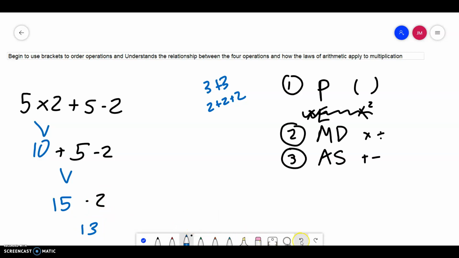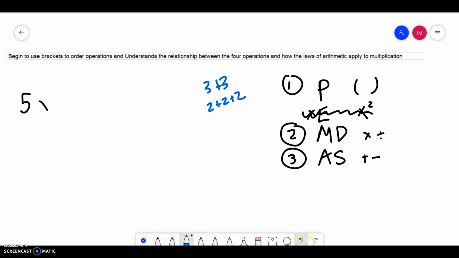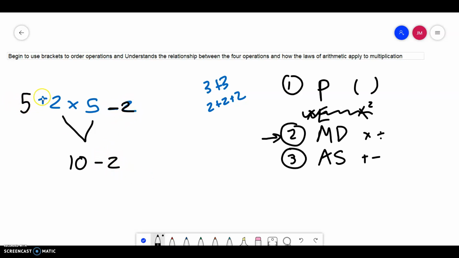But what if I change the operations a little bit? What if instead of doing times 2, I do plus 2 times 5 minus 2? Which one are we going to do first? As you're starting to learn, we need to do any multiplication or division before we do addition or subtraction. The multiplication problem that we see first is 2 times 5. We didn't touch this minus 2, so we're going to write it down again. We never touched this 5 plus, so we're going to write it down again.